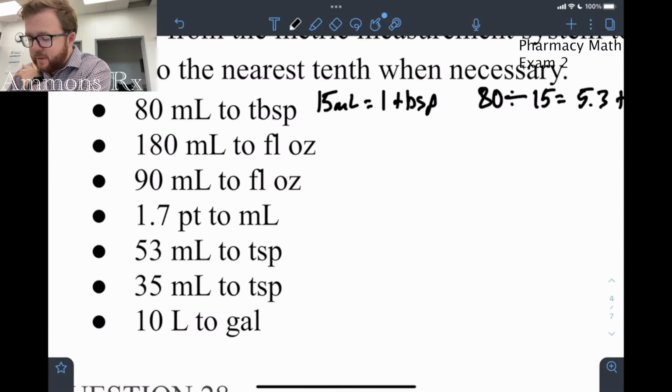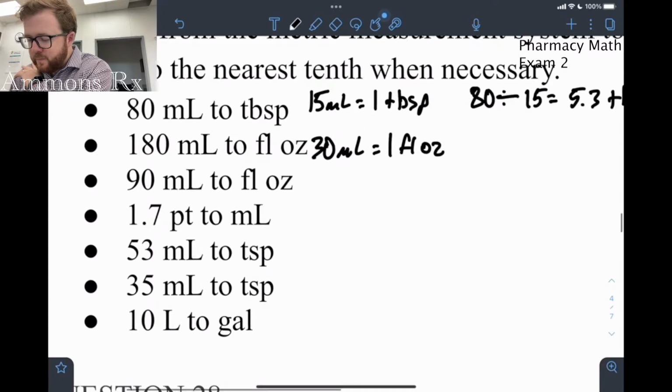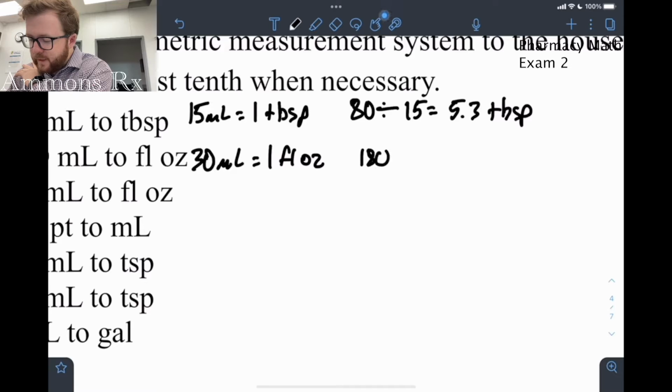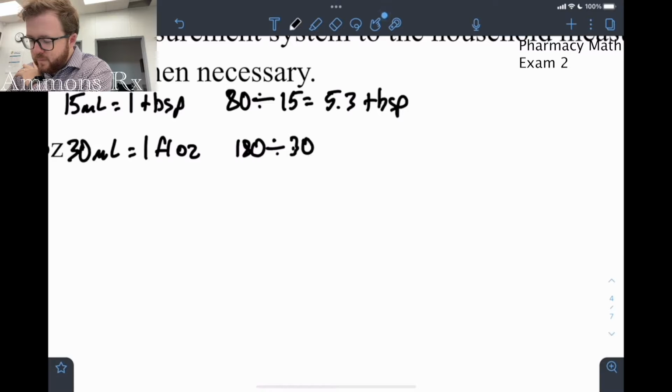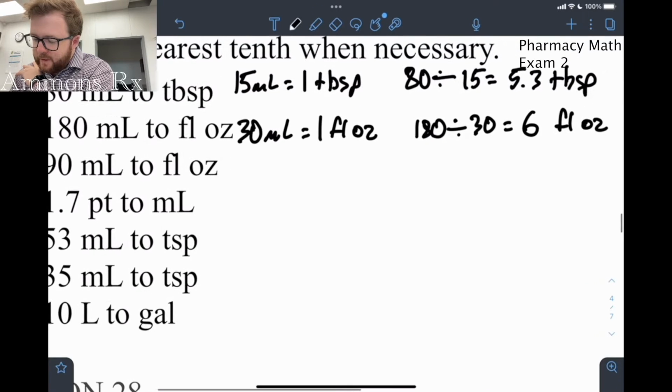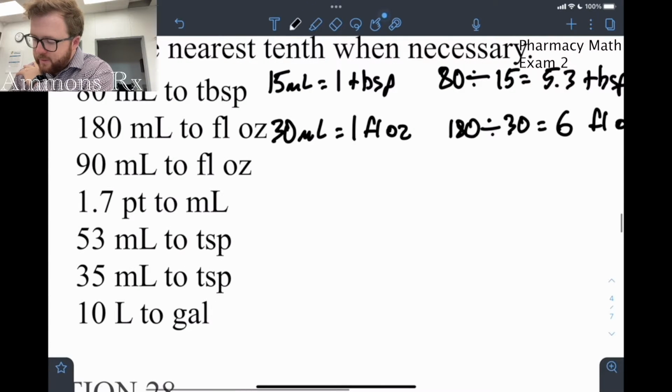Okay, we have mils to ounces. The relationship between those is 30 mils in 1 fluid ounce. So it literally turns to 180 divided by 30. And that's 6 fluid ounces. Mils to ounces, same relationship, so we're just going to go ahead and do 90 divided by 30, which is 3 fluid ounces.